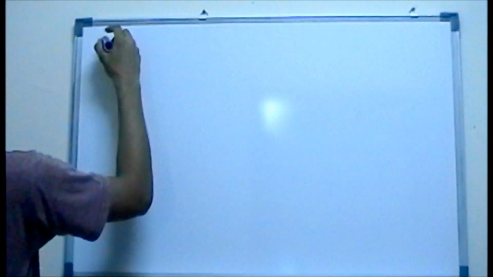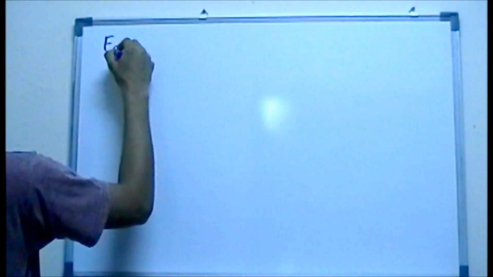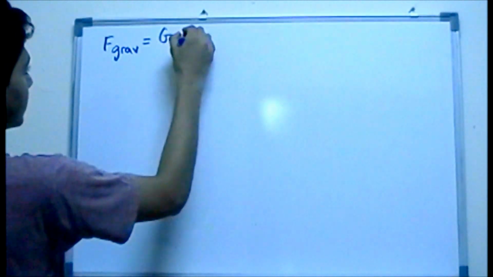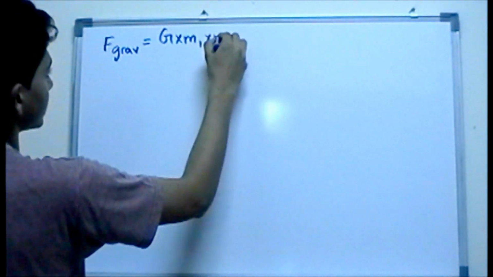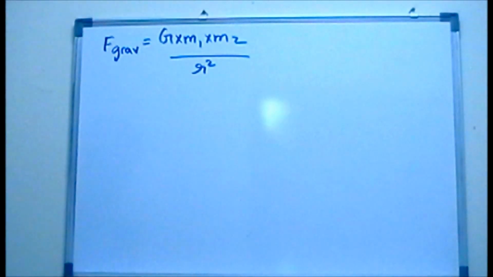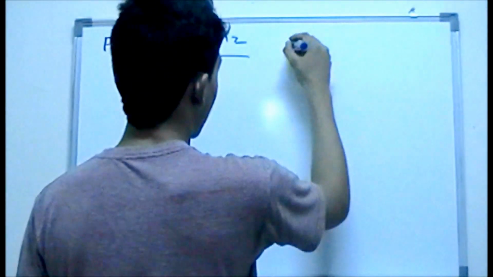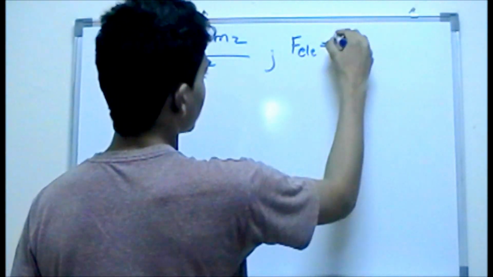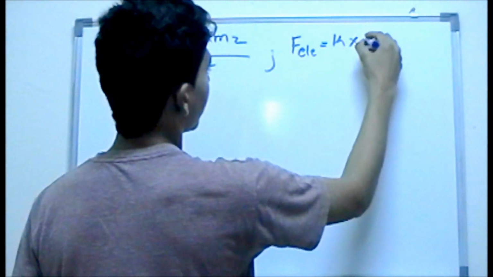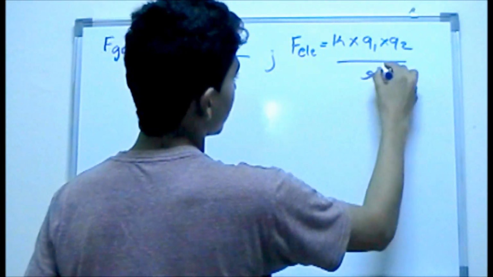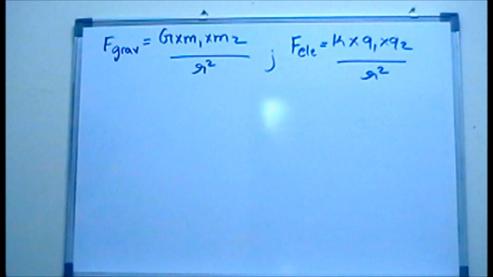The force of gravity is equal to the gravitational constant G times mass 1 times mass 2, all divided by the radius squared. And the equation we talked about right now is that the electric force is equal to K times q1 times q2 divided by the radius squared. It looks similar to this.